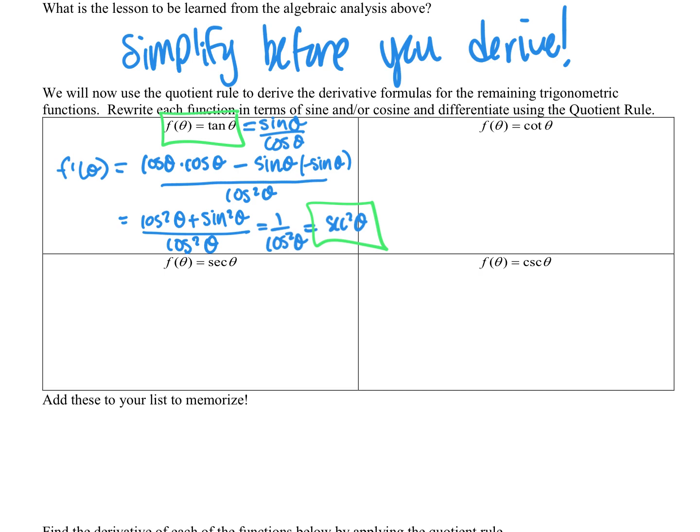How about you try this one? Cotangent. Why would we do this one with the quotient rule? What is cotangent? Yeah, cosine over sine. So go ahead and do that on your own. Take the derivative using the quotient rule and see if you can figure out what it simplifies to.